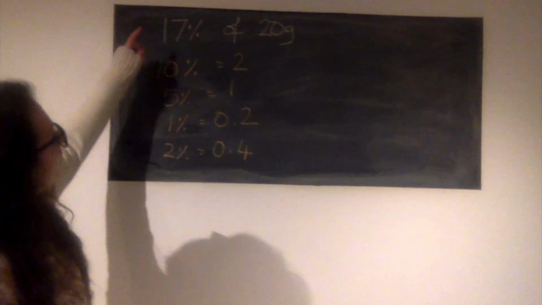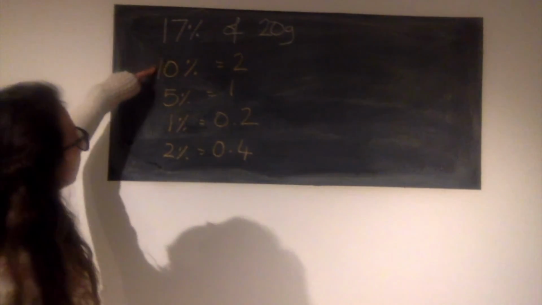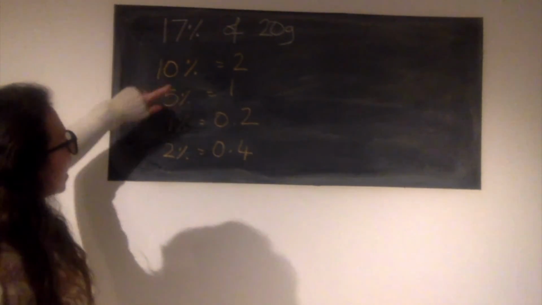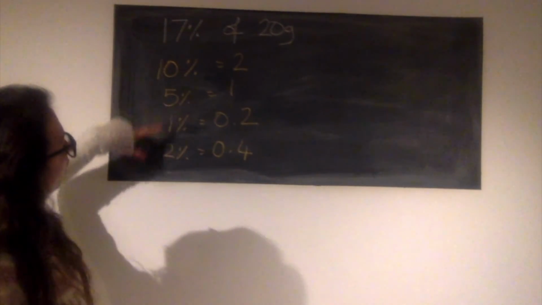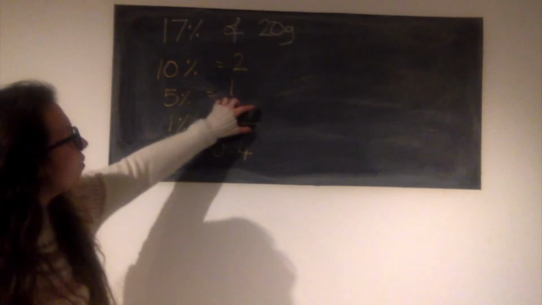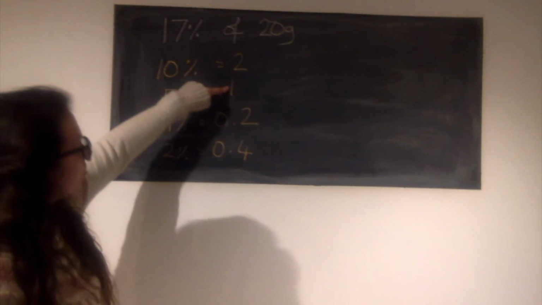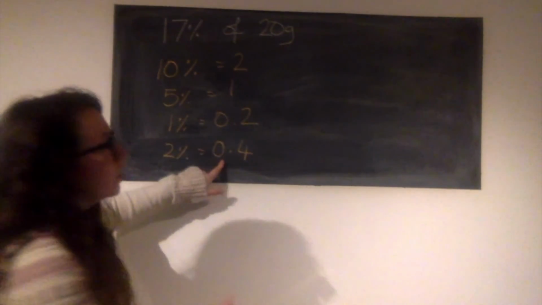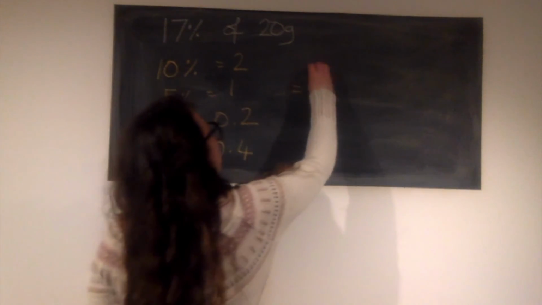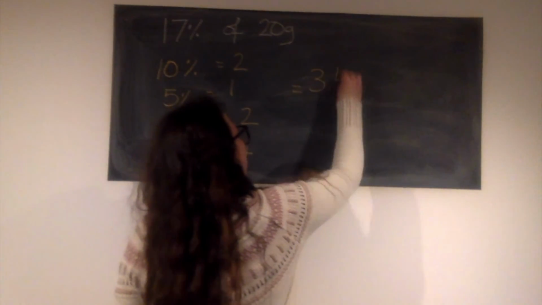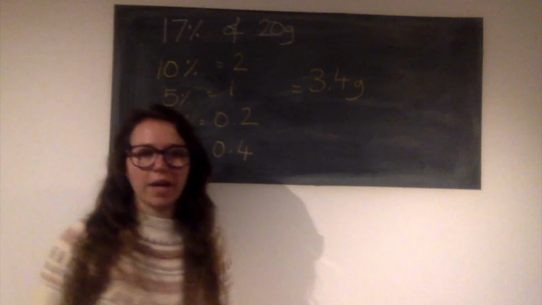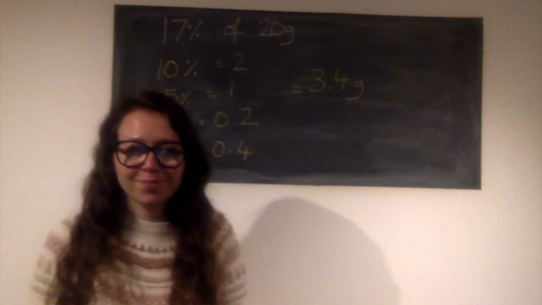Now let's think how we're going to make up 17%, so I need 10%, 5% and 2%. So 5 and 2 gives us 7, so I need to ignore this one. So I need to add together 2, 1, so that gives me 3, and 0.4. So in total, it's 3.4 grams of fat in those 3 blocks.